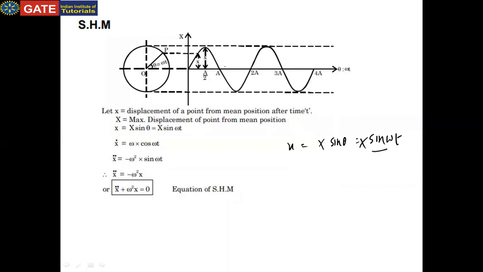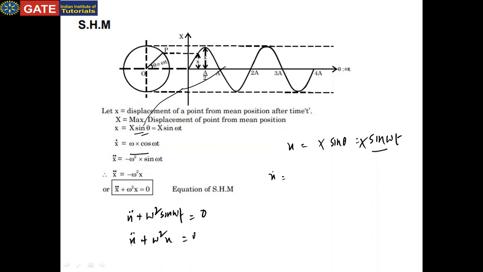And then you can write x dot. You may get X ω cos ωt. Sine ωt, cos ωt, and omega again you may get. Again x double dot, then you may get this. If you take this side, then it will be x double dot plus ω² X sin ωt equal to 0. So x double dot plus ω² x is equal to 0.